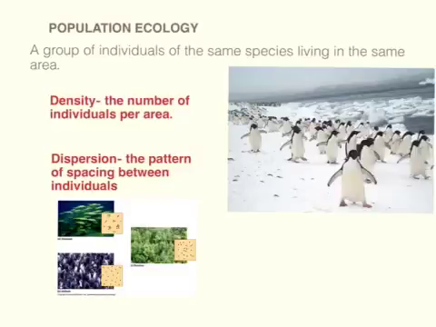There are 3 types of dispersions. There's clumped, random, and uniform. Uniform is when the individuals are usually spaced evenly. Random is just the individuals in a random space or random spot. There's no organization. Clump, there's usually a clump of individuals together.